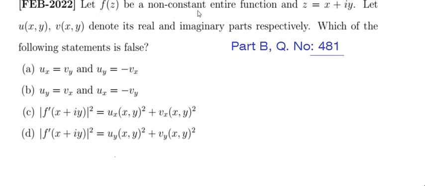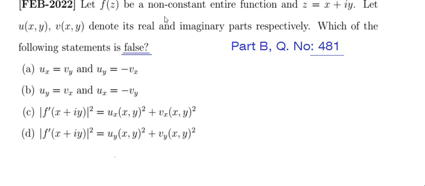Let f of z be a non-constant entire function and z equal to x plus iy. Let u, v denote its real and imaginary parts respectively. Which of the following statements is false? This question is a simple question, so we can directly write the answer. Here we need to be careful, as we have to find the false statement.